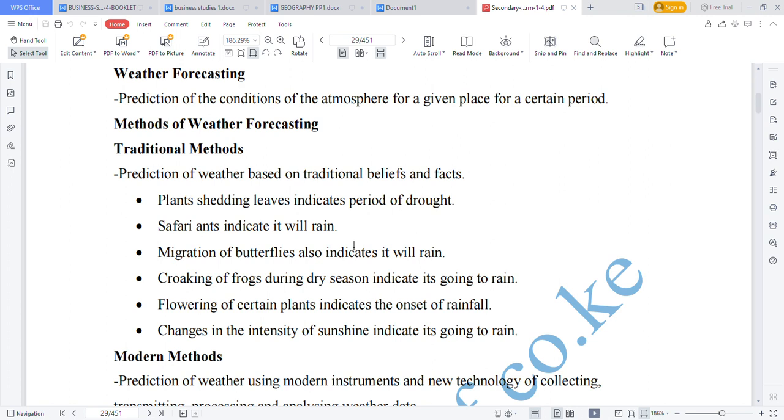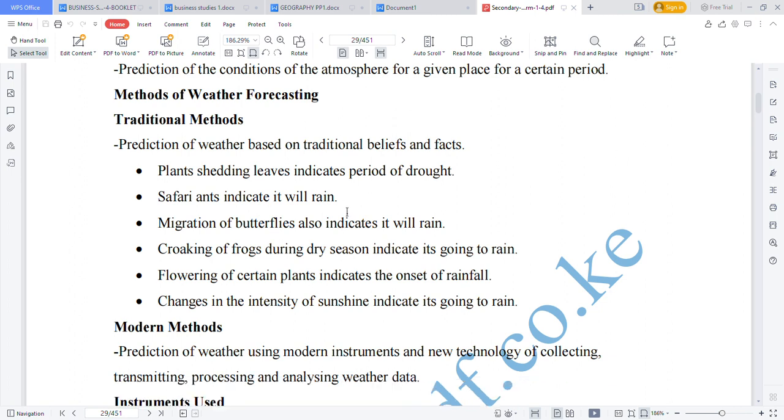Let's move to weather forecasting. What is forecasting? This is just the prediction of the conditions of the atmosphere for a given place for a certain period. Here are the methods of weather forecasting. Let's start with the traditional methods.